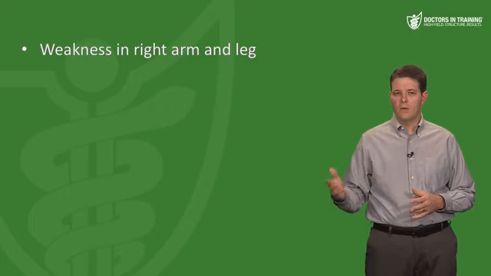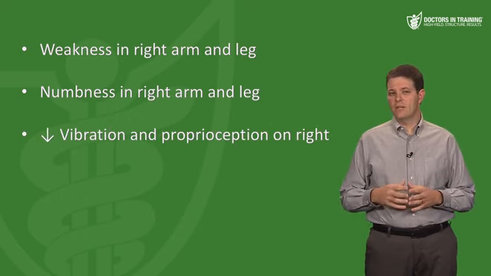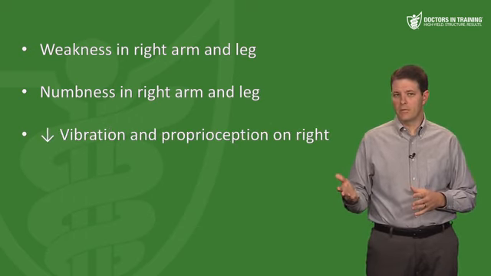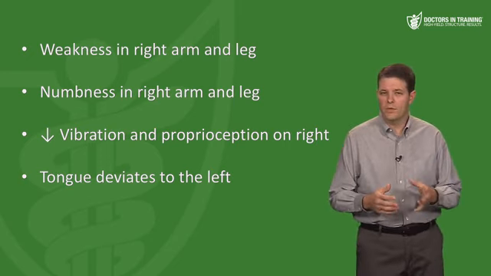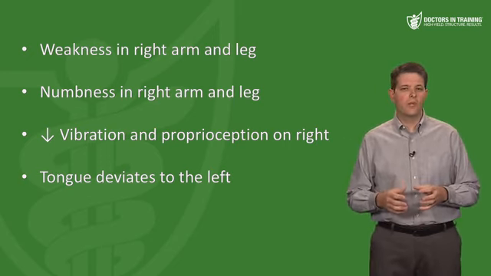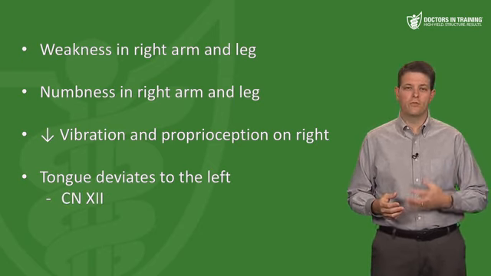Let's consider another patient. Say they give you a patient who comes in complaining of weakness in the right arm and leg and numbness in the right arm and leg. And on physical exam, he has decreased vibration sense and proprioception in the right arm and leg. Plus his tongue deviates to the left. So again, start with a cranial nerve defect. Which cranial nerve provides motor innervation to the tongue? It's the hypoglossal nerve, cranial nerve 12.